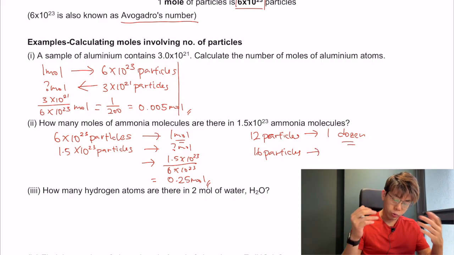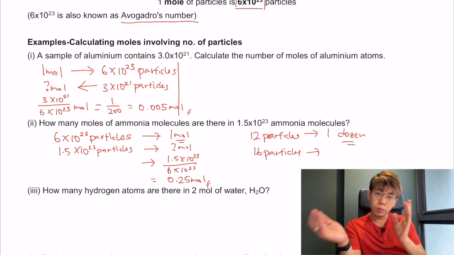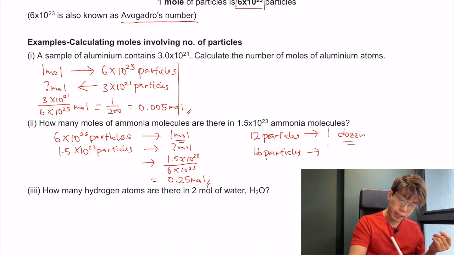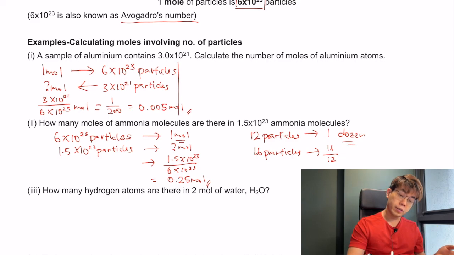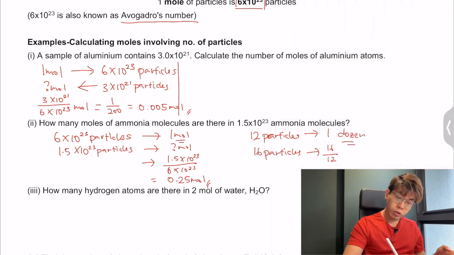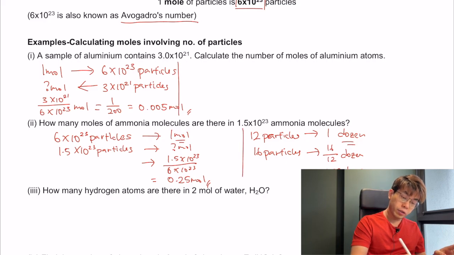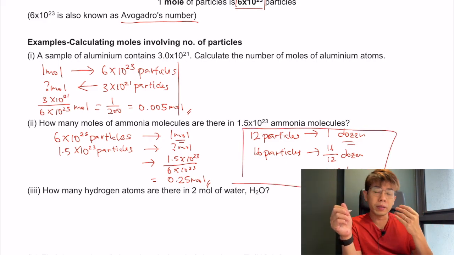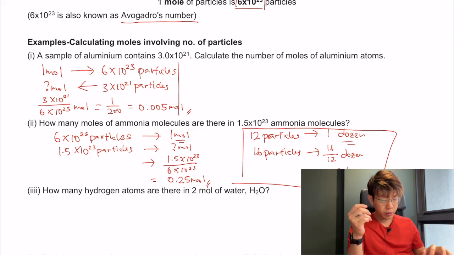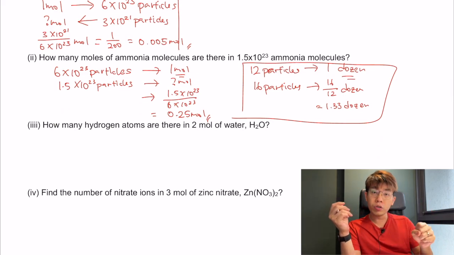By ratio, you will know that if I have 12 particles, it's 1 dozen. If I want to find out 16 particles, I'll take 16 divided by 12, which is equal to 1.33 dozen. So if you ever feel like, alamak, I cannot remember what mole and particle is, just refer back to your dozen and pairs. Okay, next.